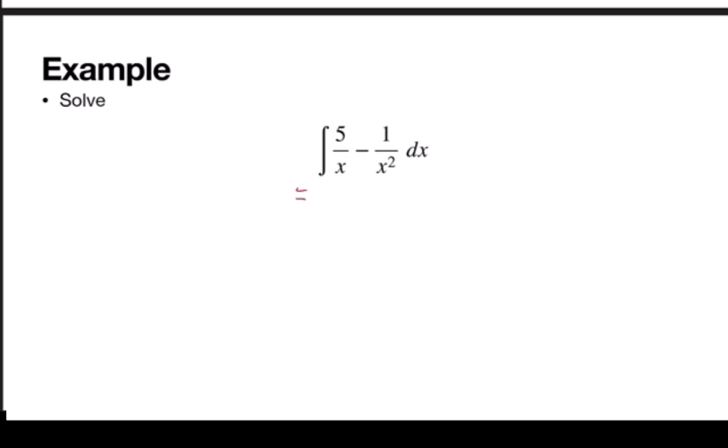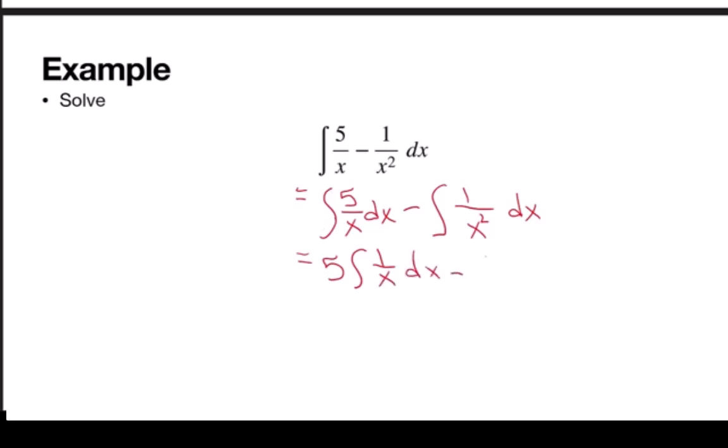This is equal to the integral of 5 over x dx minus the integral of 1 over x squared dx. This is equal to 5 times the integral of 1 over x dx minus the integral of x to the minus 2 dx. You always need those dx.